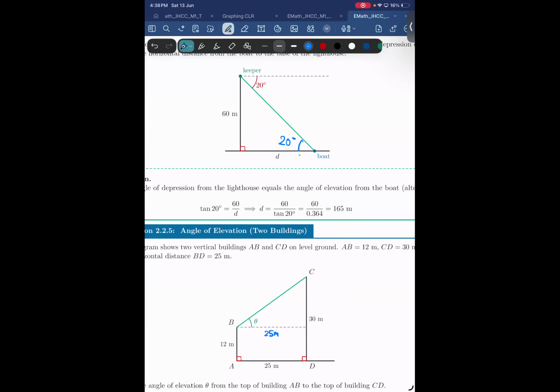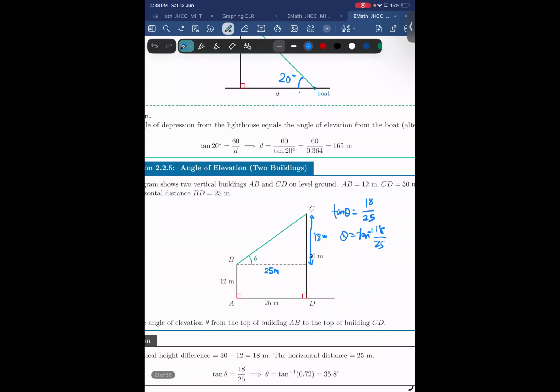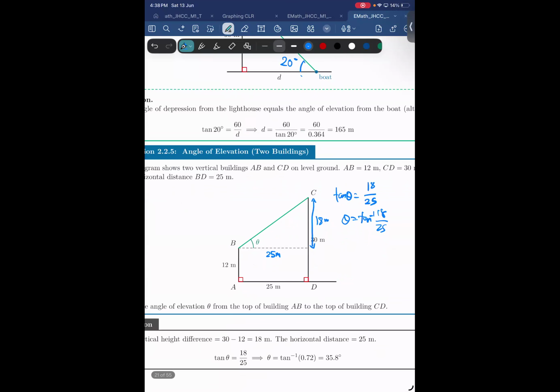Then we want to find this length here, which is also not difficult to find. It's just going to be 30 minus 12, so it's 18 meters. Now we look at this triangle and at theta. For theta, you have opposite and adjacent, so you should use tangent. Tangent of theta will be opposite, which is 18, over adjacent, which is 25. So theta is tangent inverse of 18 over 25, which is equal to 35.8 degrees.